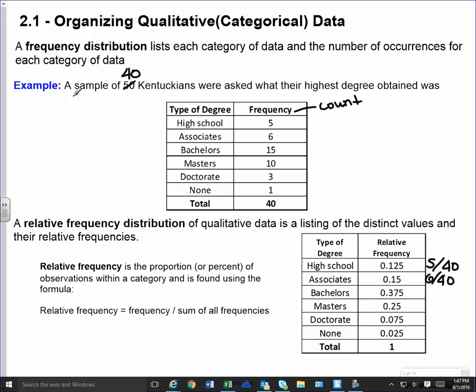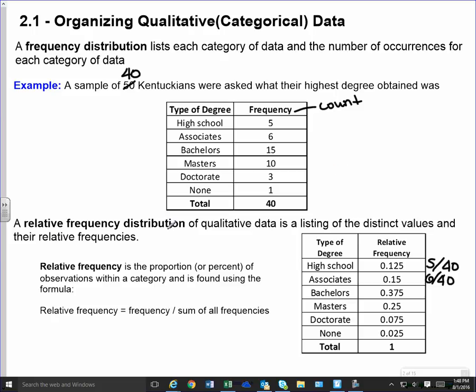In this example, we have a sample of 40 Kentuckians that were asked what's your highest degree that you've obtained. We would go around and ask people, and they would say, my highest degree is associates, or my highest degree is a doctorate, or whatever. Then we tally all those up and put this into a frequency distribution. At a quick glance, we can see it looks like most people have their bachelor's followed by master's, and we can get some idea from that where these degrees are scattered in this distribution.